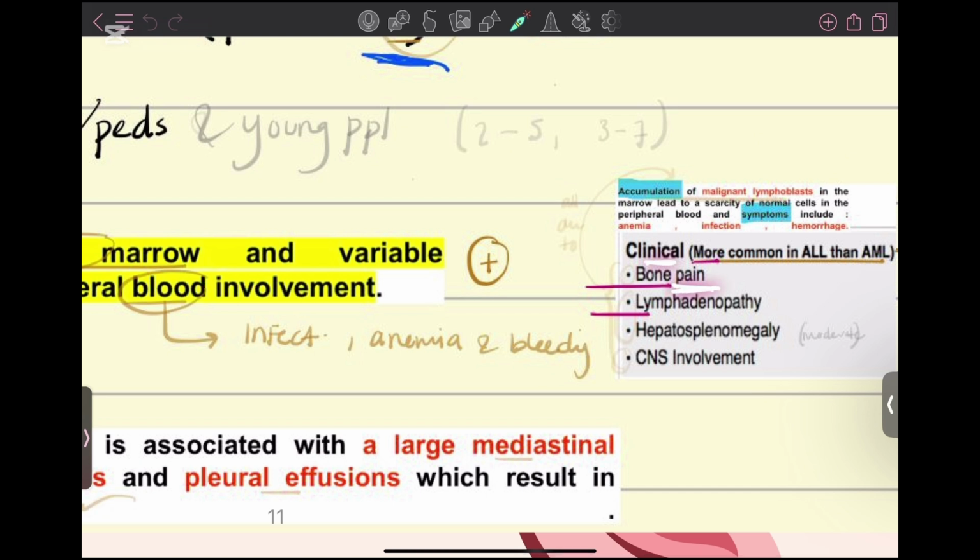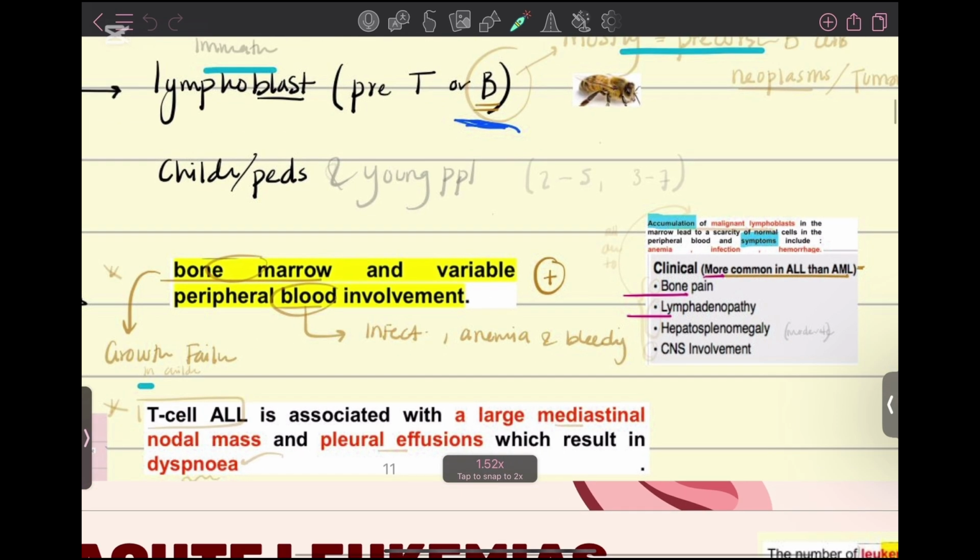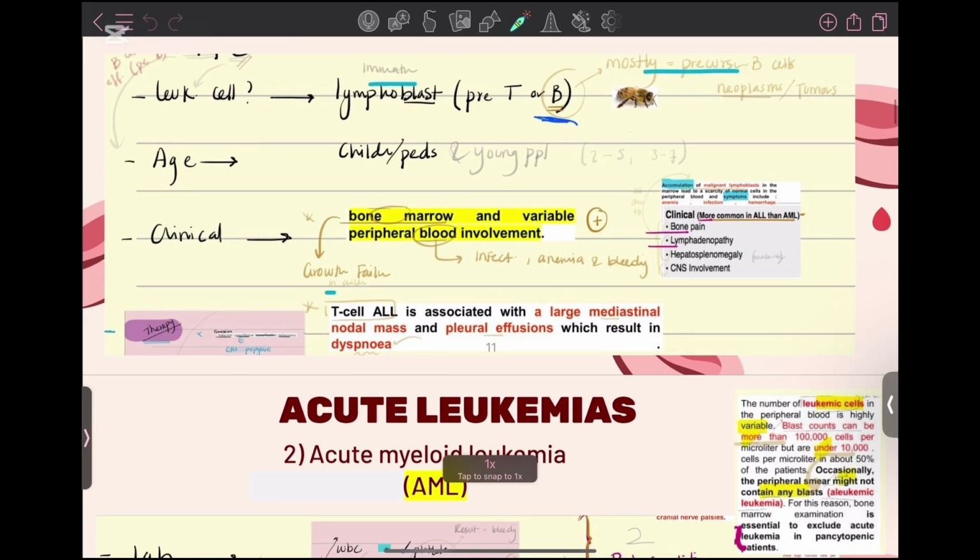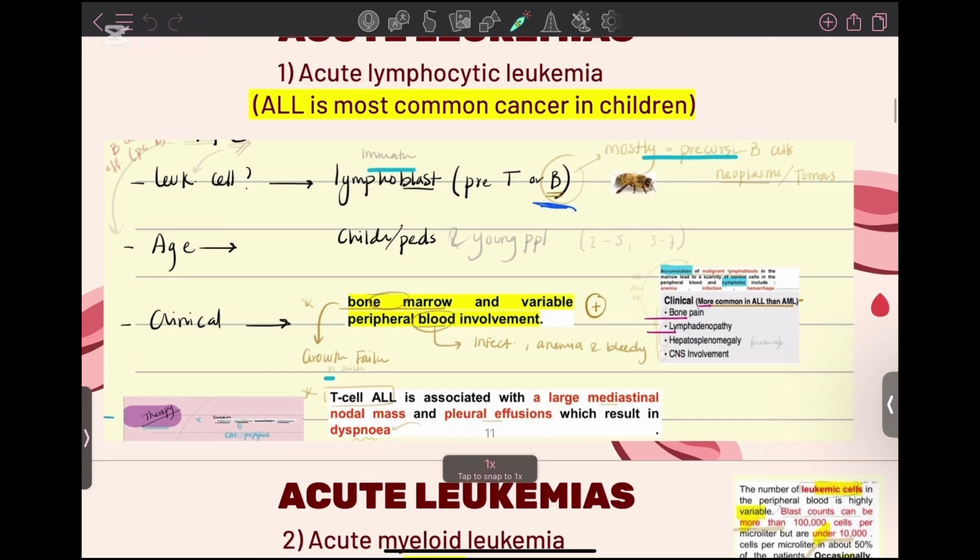Bone marrow involvement, since it's acute. Lymphadenopathy, obviously, since we have a bone marrow dysfunction or a growth failure of the bone marrow in children. CNS involvement is also important, but we're going to see it more in other types, which you will see now.